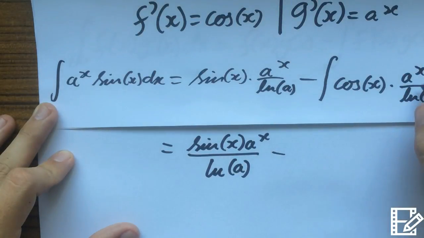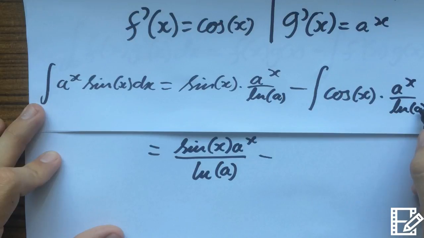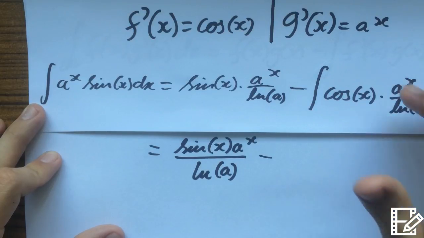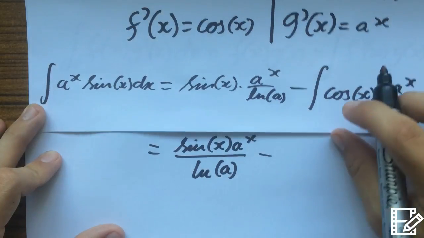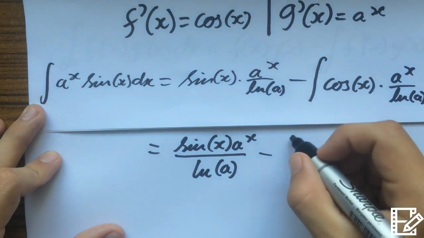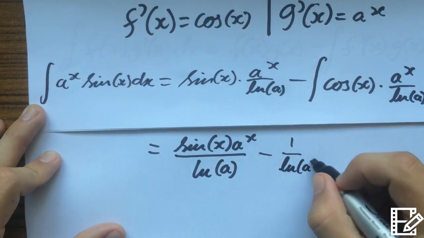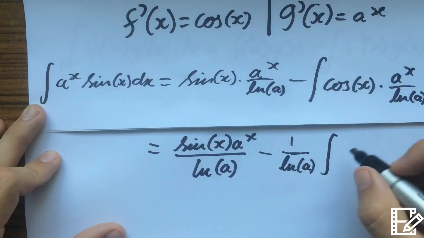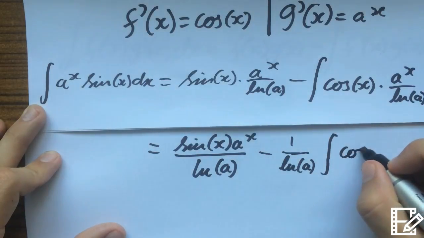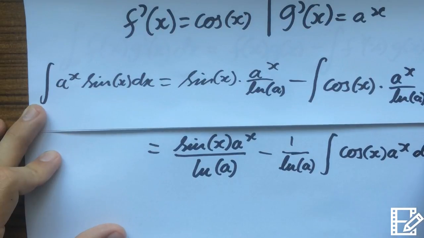Subtract. This is a to the power of x multiplied by 1 over a. 1 over ln of a is a constant. Therefore, multiplication by constants rule means I can bring that out the front. And then we're left with just cos x a to the power of x dx.